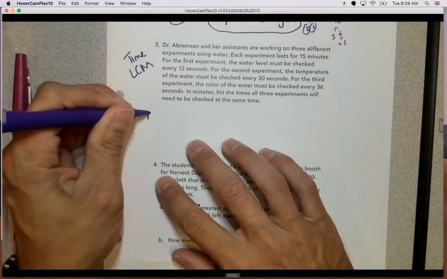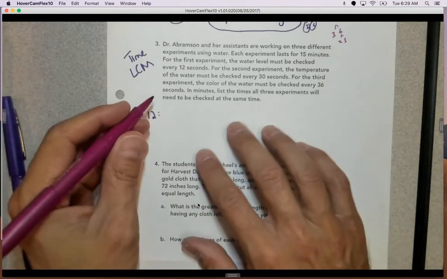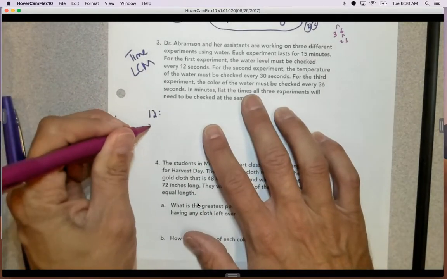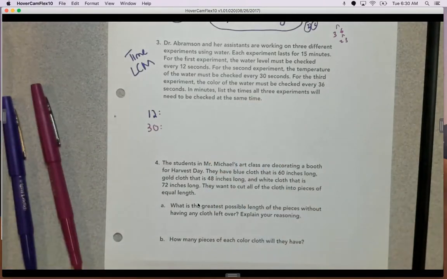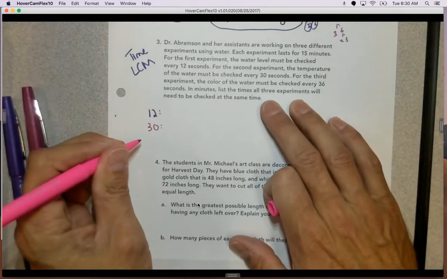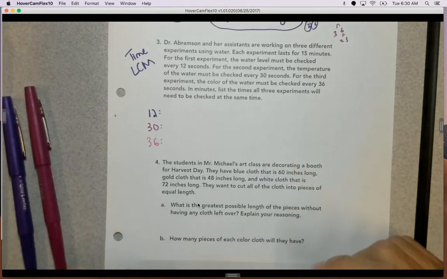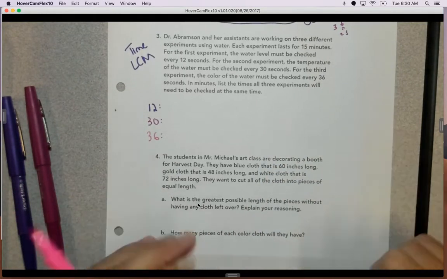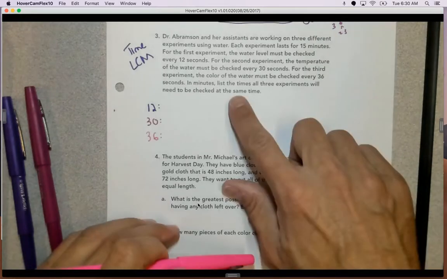For the second experiment, the temperature of the water must be checked every 30 seconds. For the third experiment, the color of the water must be checked every 36 minutes. In minutes, list the times all 3 experiments will need to be checked at the same time.